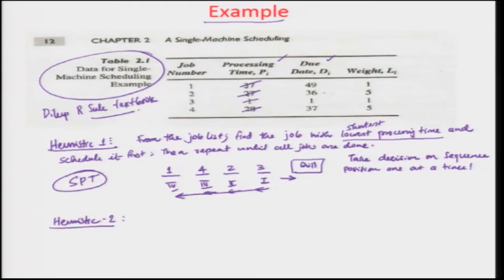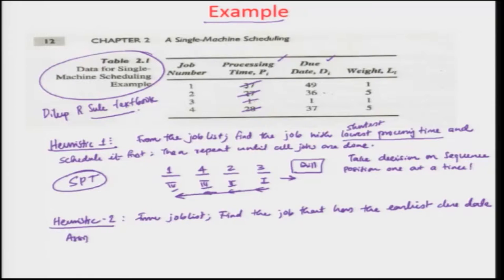Another example is what we call heuristic 2: from the job list, find the job that has the earliest due date, assign it to the first sequence position, and continue till all jobs are done.